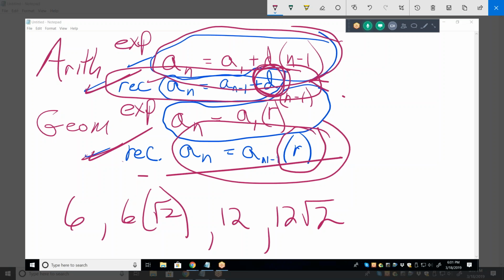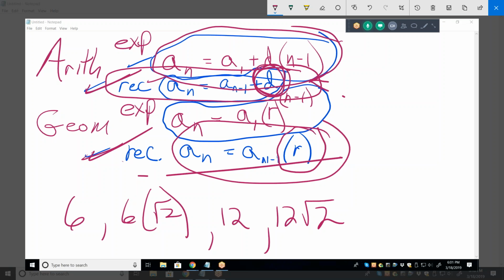Well, it certainly is not arithmetic. So it's either geometric or it's something else. And trust me, there are a lot more sequences that are something else than arithmetic or geometric. So these are two very unique types of sequences.